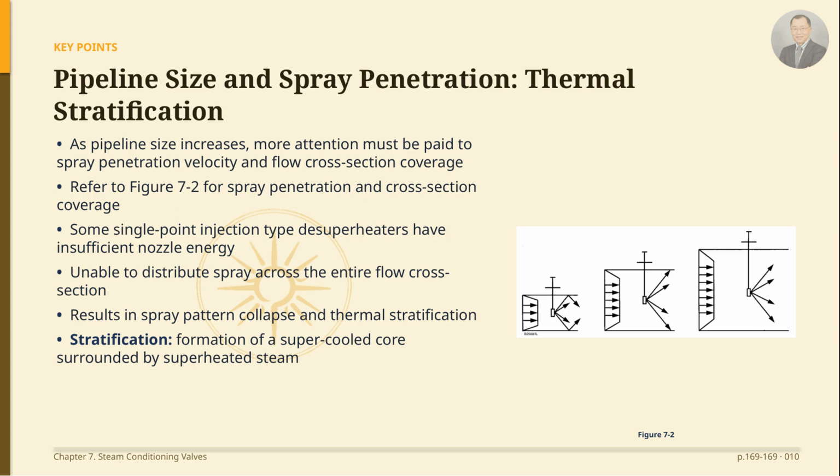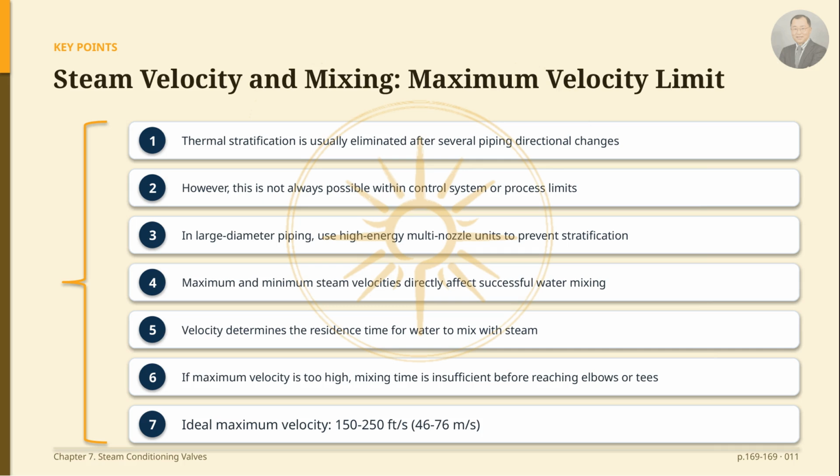Some single-point injection-type desuperheaters have insufficient nozzle energy to disperse the spray throughout the entire cross-sectional flow area of the pipeline. As a result, the spray pattern collapses and thermal stratification occurs. That is, a subcooled center core becomes shrouded with superheated steam. I will now discuss the elimination of thermal stratification and the effect of steam velocity.